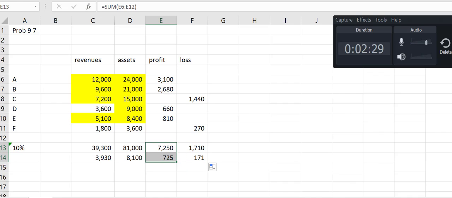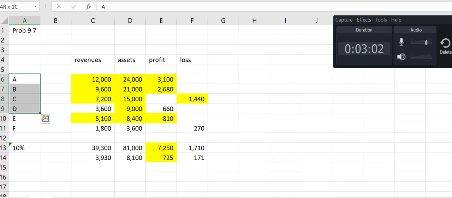So in this case, our profitable segments is higher. So our test number is 725. And again, that's absolute value. So any segment with 725 or more of profit or 725 or more of loss is reportable. So those are greater than 725. This is greater than 725, as is this.